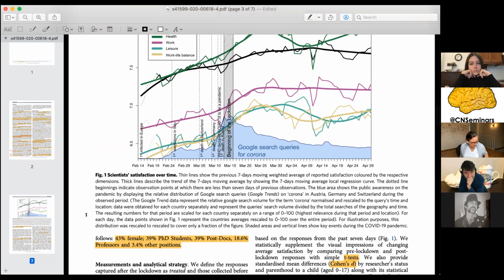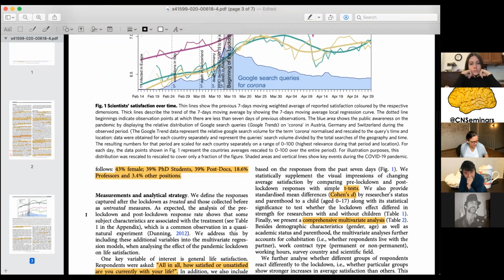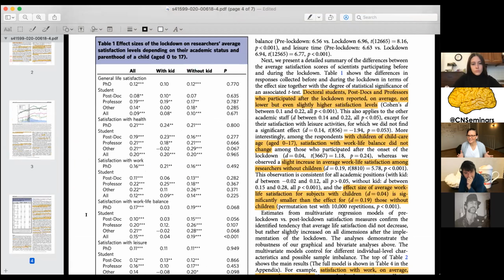The other interesting thing is the impact of having kids at home or not having kids at home, especially during lockdown 1, where most schools were shut. They found that while the satisfaction overall slightly increased in scientists, it was more so in scientists without kids at home. And the satisfaction of scientists with children did not change significantly, if I remember correctly. Yes, it makes sense. I was thinking of you when I read it.